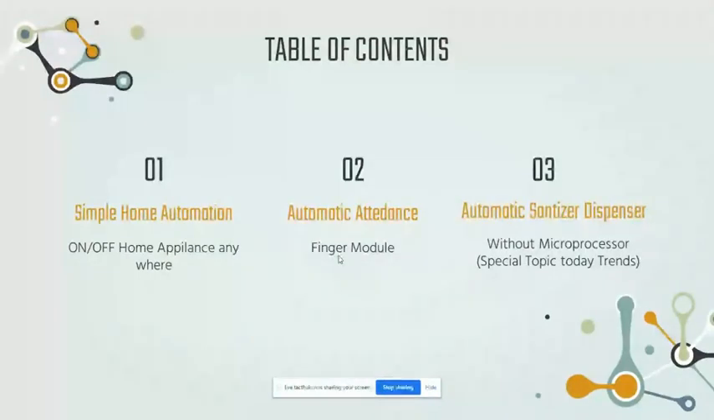First of all, my project is simple home automation. Then the next one is automatic attendance, and the third one is an automatic sanitizer dispenser. This is apart from our presentation and does not come under the category of IoT. It is general information I have to share with you.